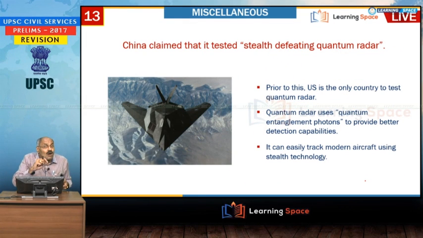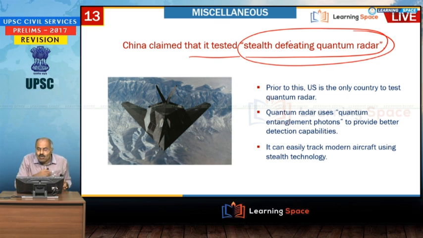And China also claimed that it tested a stealth-defeating quantum radar. What is stealth? Stealth means difficult to detect. And as per the news report, prior to this, the USA is the only country to test quantum radar. So, quantum radar uses quantum entanglement photons.